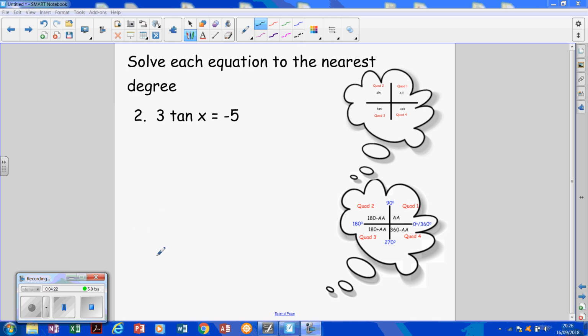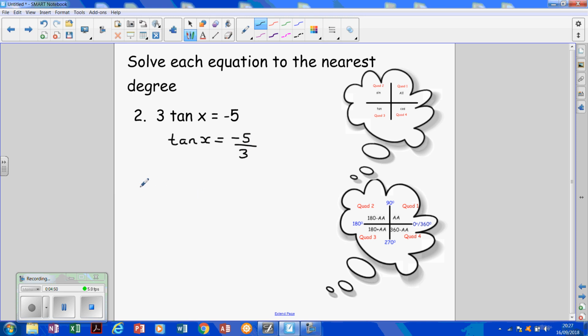The next trig equation, we're going to solve 3 tan x is equal to minus 5. Now I need to find out what tan x is. So this thing here, that means 3 multiplied by tan x. The opposite of multiplying is dividing. So I've got to divide both sides by 3. When I divide the left-hand side by 3, I'm left with tan x. And when I divide the right-hand side by 3, I've got minus 5 divided by 3.